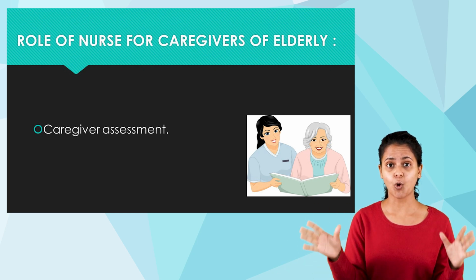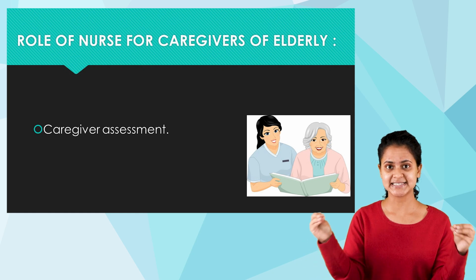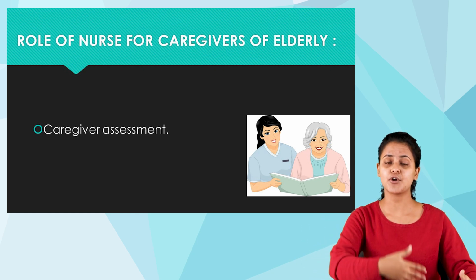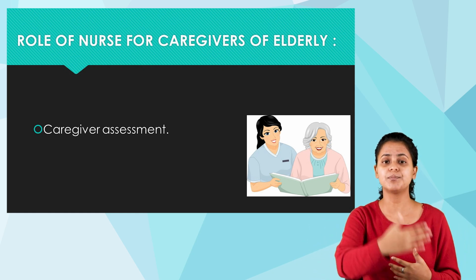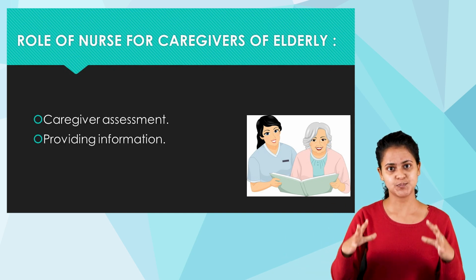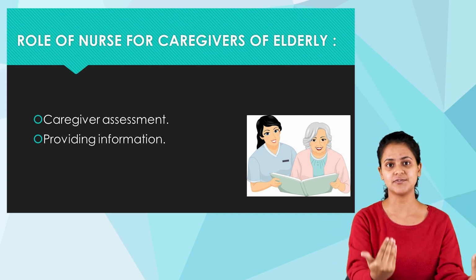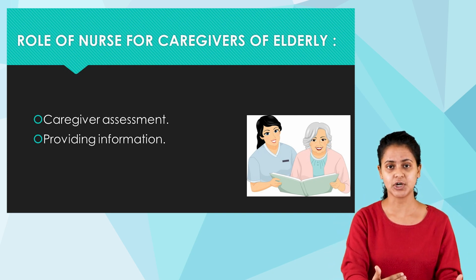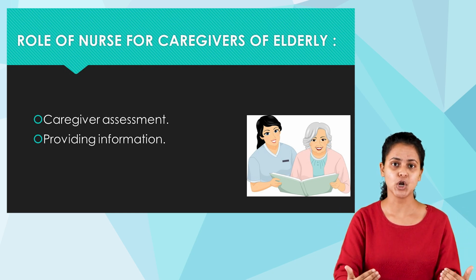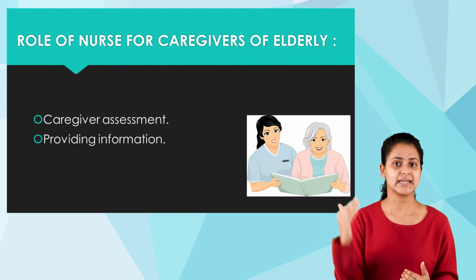That's the reason here, although the role of a family member or caregiver is there in order to take care of the people who belong to the older age group, as a nurse, we actually should provide adequate information and support to the ongoing caregiver or to the elderly caregiver who is going to provide ongoing care to the older adult.